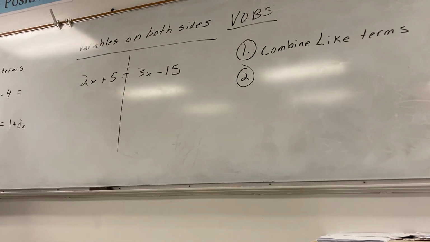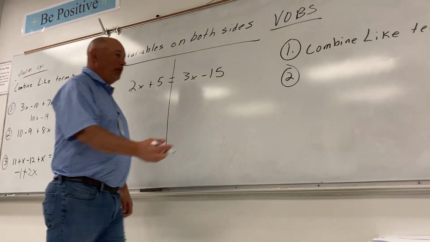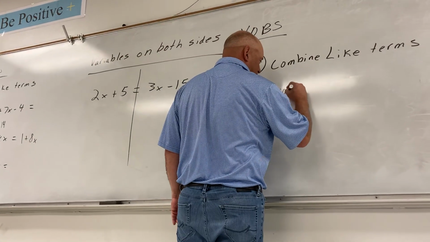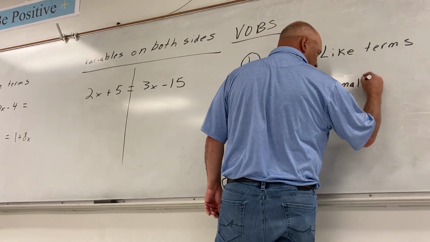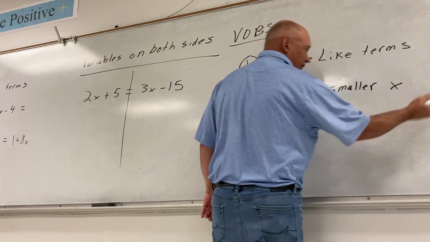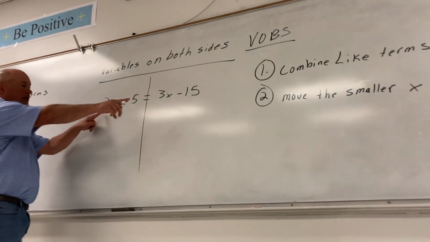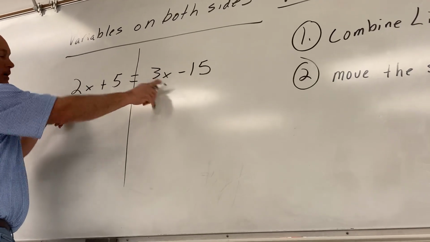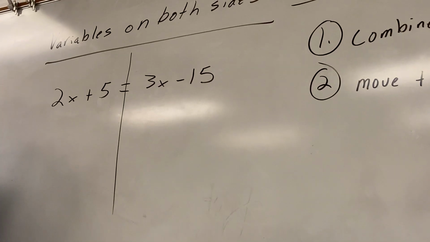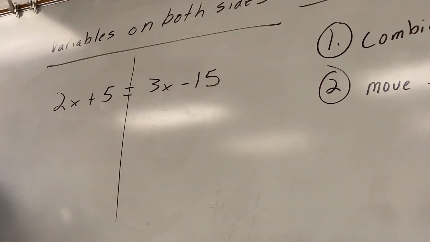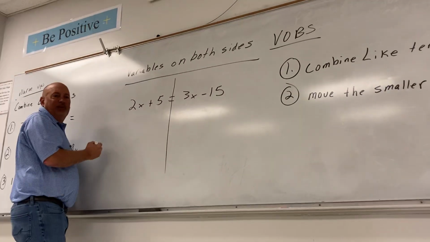Now, this is my advice. This is not a rule that I'm about to tell you. Move the smaller variable. The smaller x. So let's look at this problem. Which x is smaller? 3x or 2x? 2x. So Mr. Murphree would move this one over there. I'll tell you why in a minute, because you should be going, why? Why? Why?